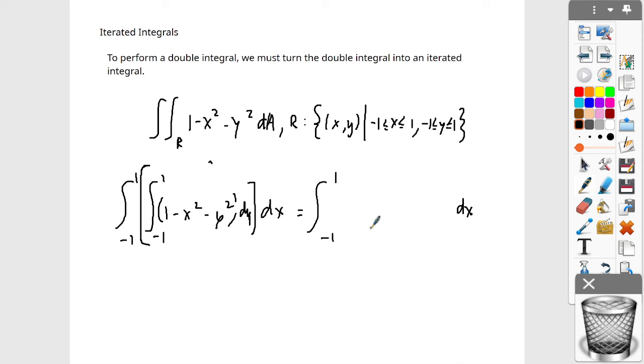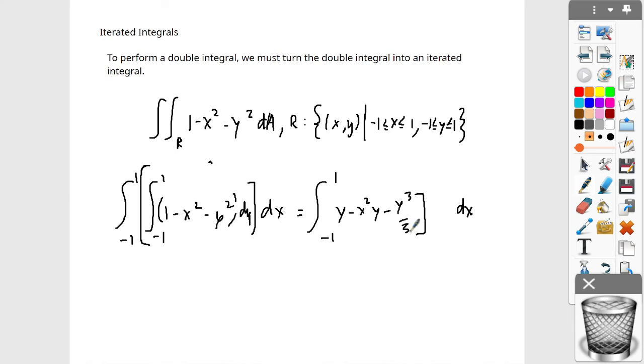So how does that work? Well, the integral of 1 dy is y. What's the integral of x squared dy? Since x squared is treated as a constant, we have to add in an extra y. It's like integrating 5: you add in a y, you have 5y. So x squared is a constant, and we get x squared y, minus y cubed over 3.